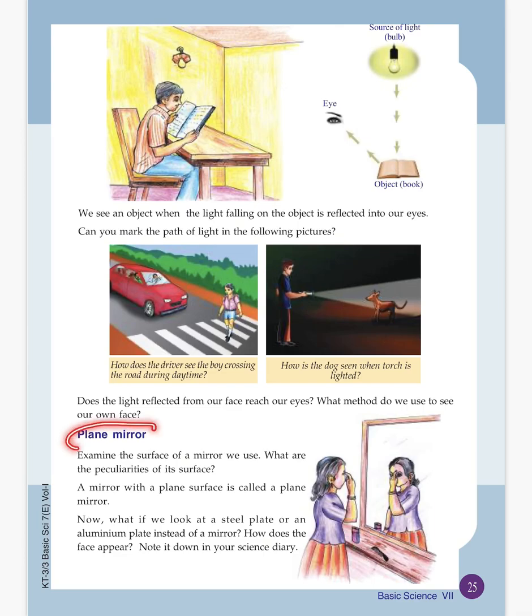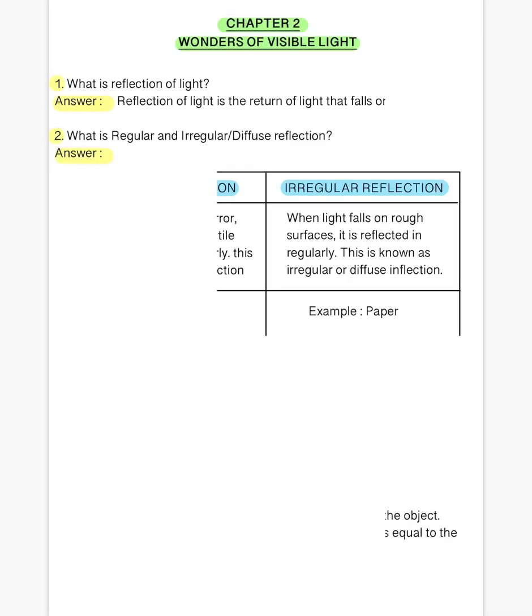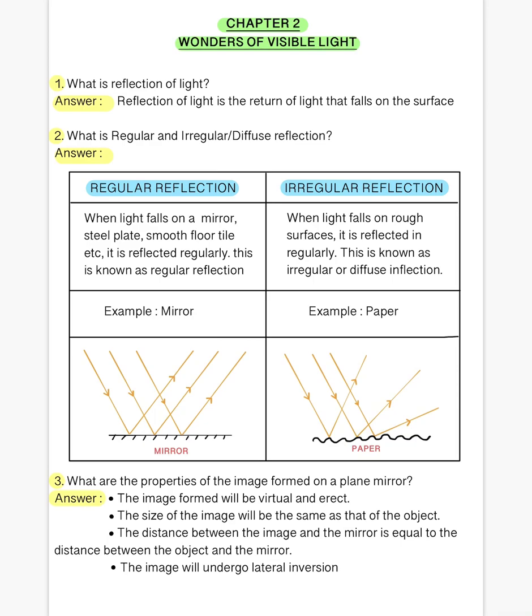Okay. Now characteristics of plane mirror, I have taught you. I have just written the characteristics. Hope children you have understood. Now chapter 2 note starts here. What is reflection? What is regular and irregular or diffuse reflection? And what are the characteristics of the image? Please complete your notes.